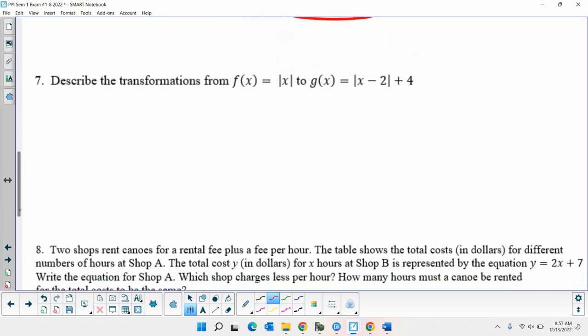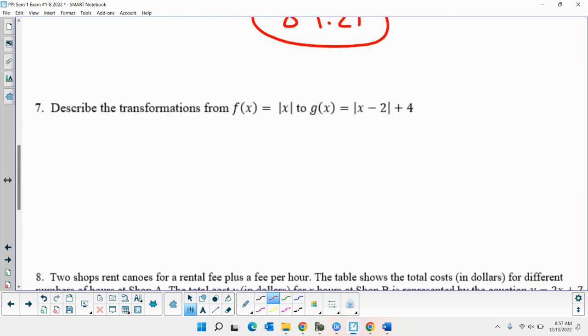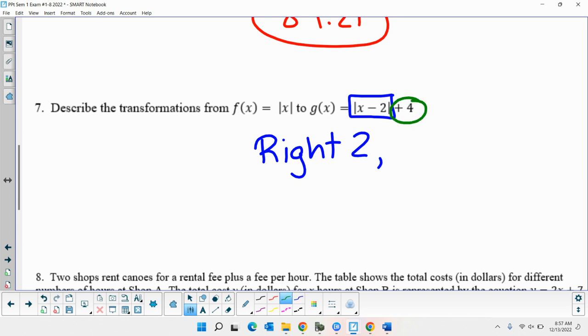Okay, number 7. Describe the transformations, okay? So what's that telling us? When it's x minus 2, we moved it right 2. So all I have to do is say right 2. And then, what does this tell us? Up 4. If it was minus, we'd say down 4. If that was plus, we'd say left 2. Okay? Those are our transformation rules.